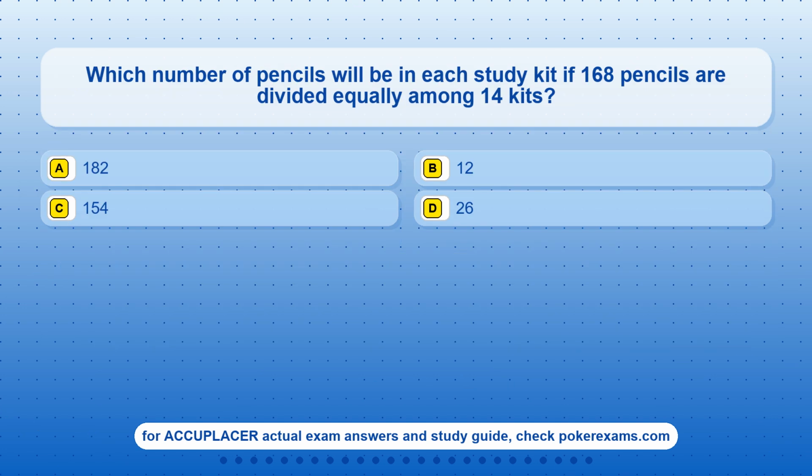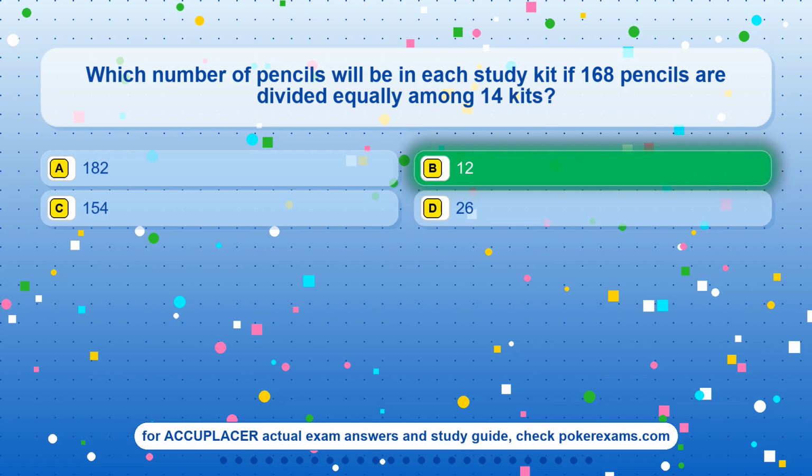Question 2. Which number of pencils will be in each study kit if 168 pencils are divided equally among 14 kits? Option A, 182. Option B, 12. Option C, 154. Option D, 26.